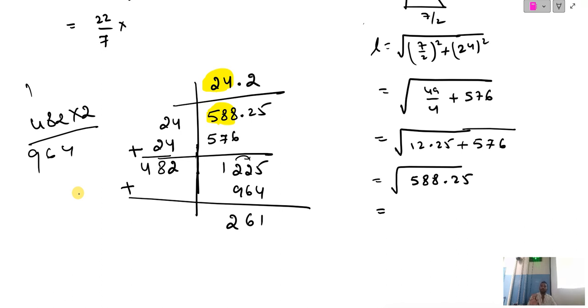No, don't continue. After a point, if you get one digit, as of now, you can stop. So directly you can write 588.25. Answer is 24.2. L is 24.2 centimeters. Simply surface area and volume has not come. See, problem is easy, but you have to be careful with the calculation part.